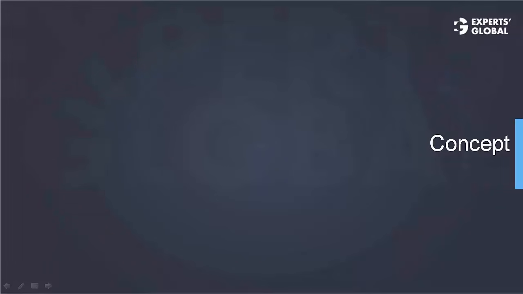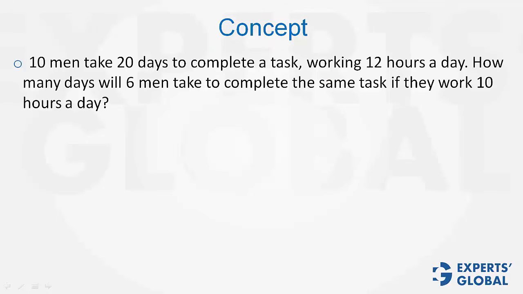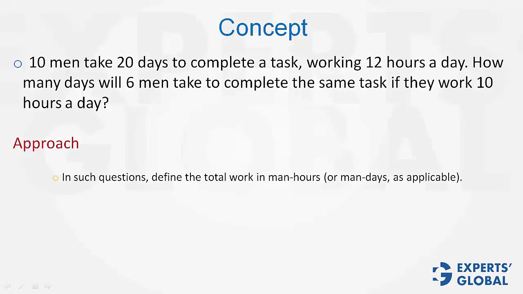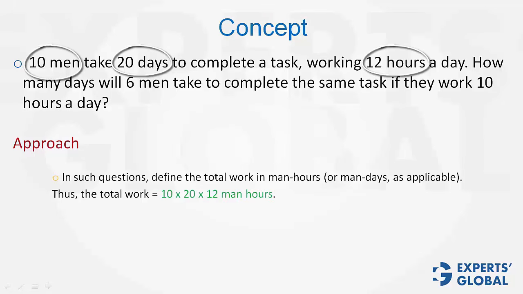Let's start from the basics. Look at it. A basic question here. The approach is that in such questions, define the total work in man-hours or man-days as applicable. So 10 men take 20 days to complete a task, working 12 hours a day. So the right way would be to define the total work in terms of man-hours. So the total work is 10 men times 20 days times 12 hours. This turns out to be these many man-hours.